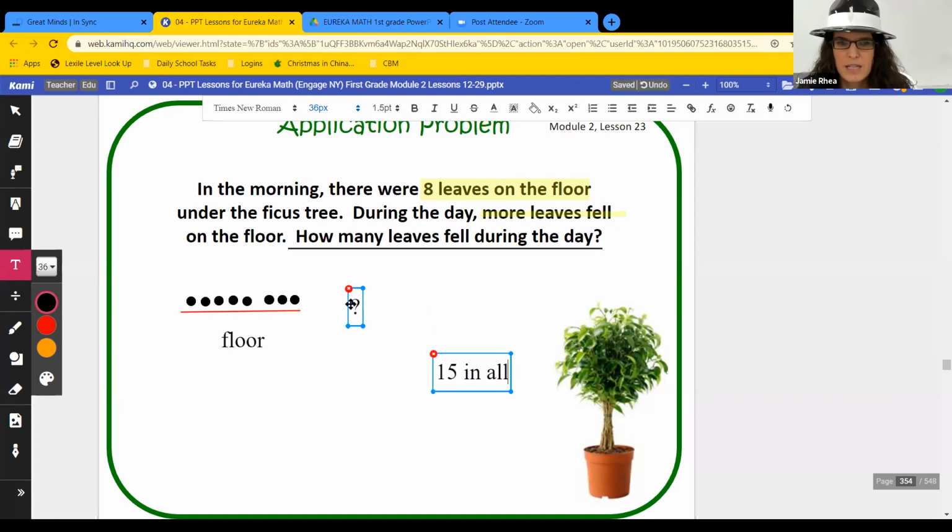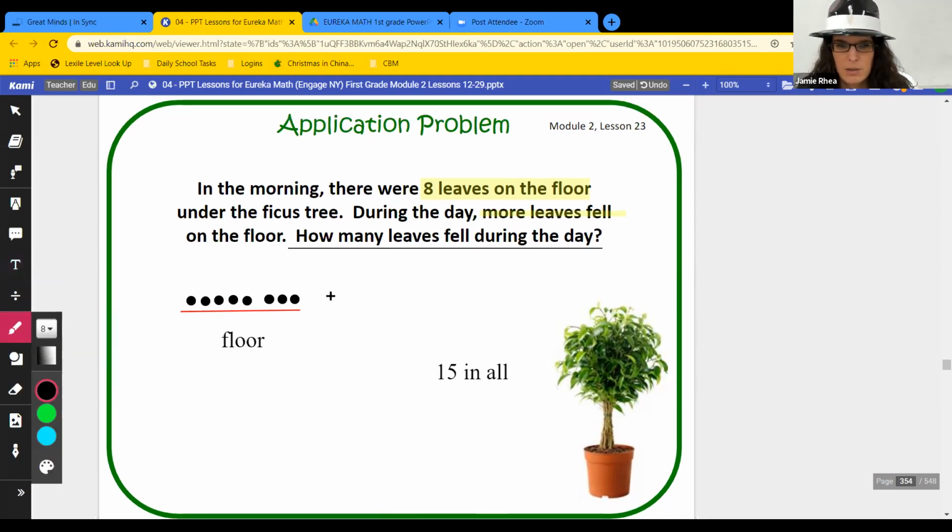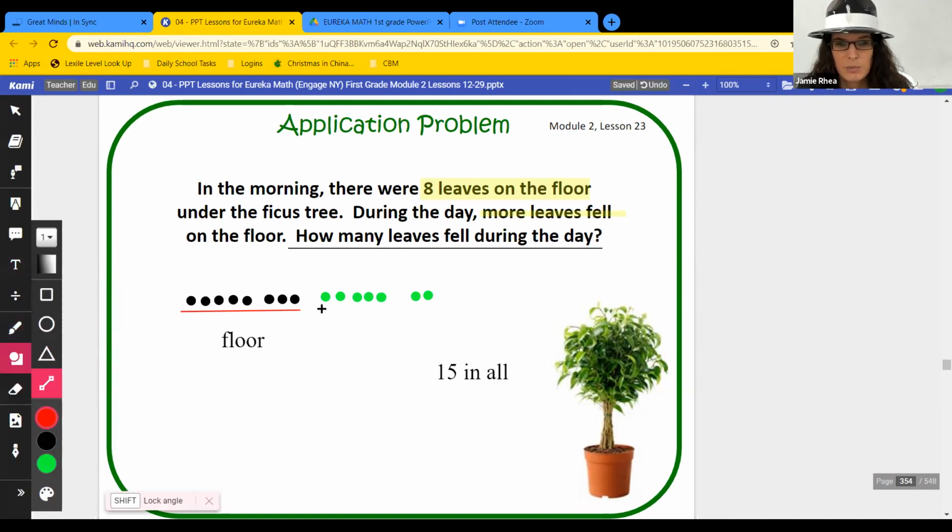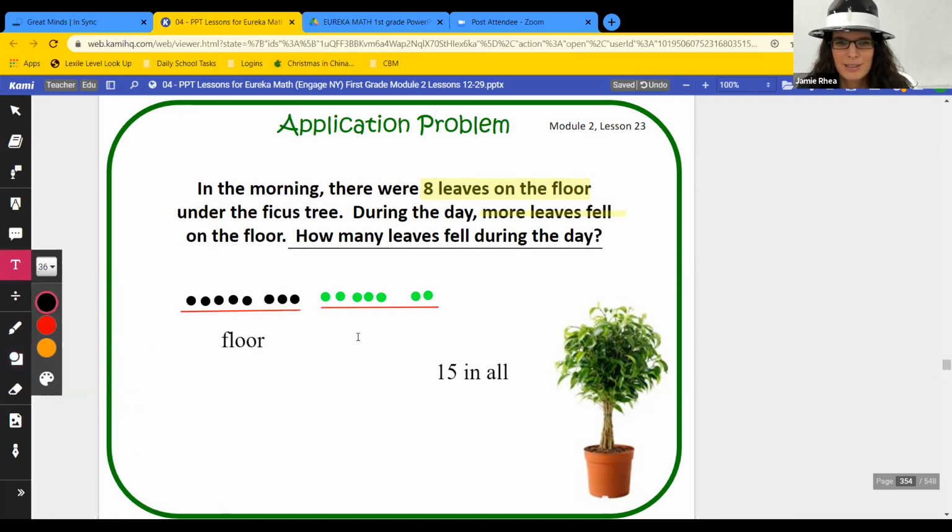All right, if there's 15 in all, we don't know how many more. I've got 8 here. Can I count on until I get to 15? Or do I need to add 15 more? Let's count on. All right, so I've got 8 already. So now I've got, let's make this a different color. 8, 9, 10, 11, 12, 13, 14, 15. All right, now I'm going to underline those because we know that these are more. We're going to label it more.